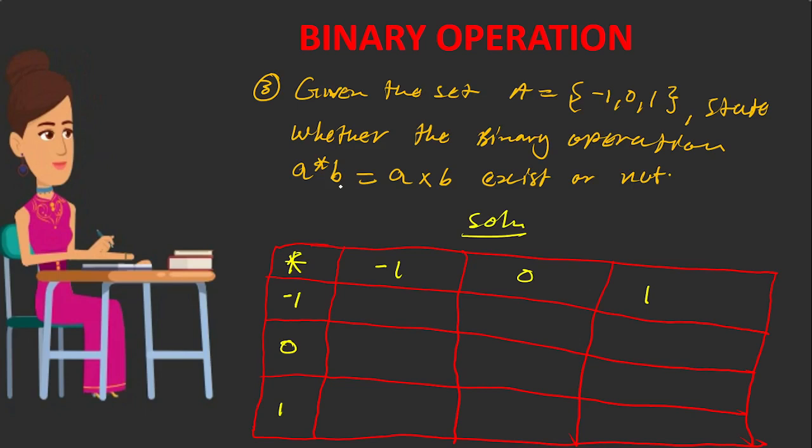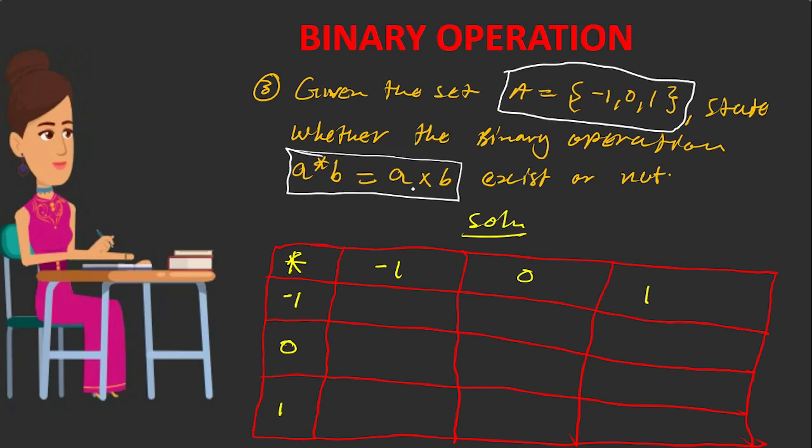So S sub B, which has been defined by that, my eyes will be on this particular part and also on the set which has been given. So the binary operation is defined by A times B. If I say negative 1 times negative 1, the answer is what? 1. Negative 1 times 0, the answer is 0. Negative 1 times 1, the answer is negative 1.